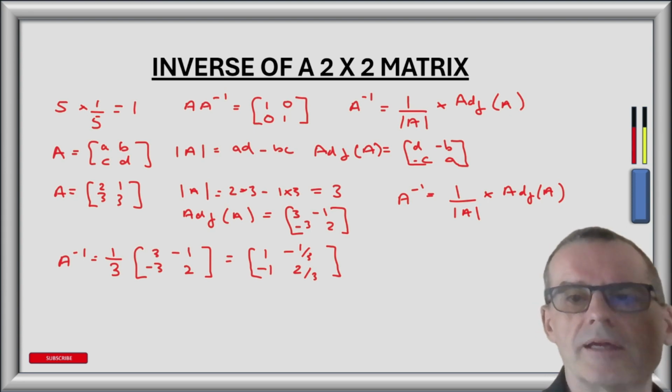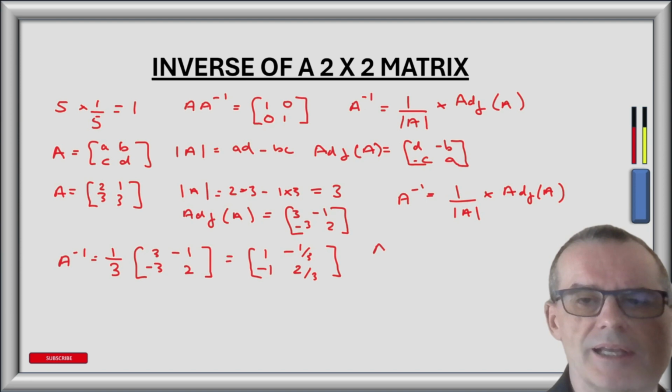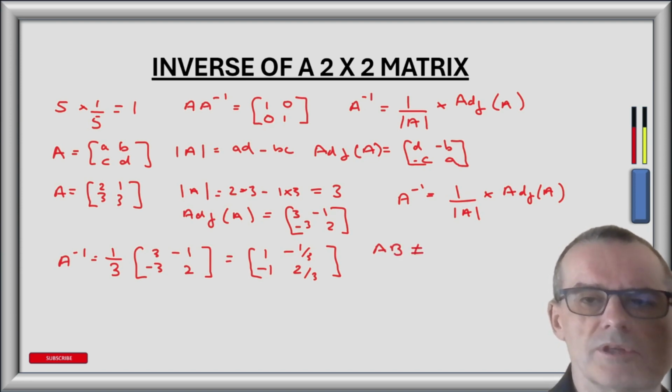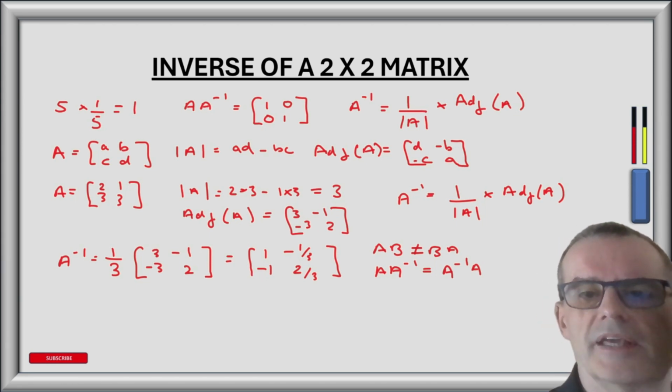So now we need to check our answer, because matrix multiplication is non-commutative. So if we have matrix A times B, that may not be equal to B times A. However, A times its inverse is the same as A inverse times A. So we need to check these two results. And this equals the identity matrix.